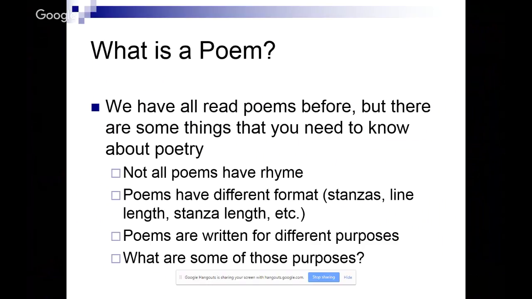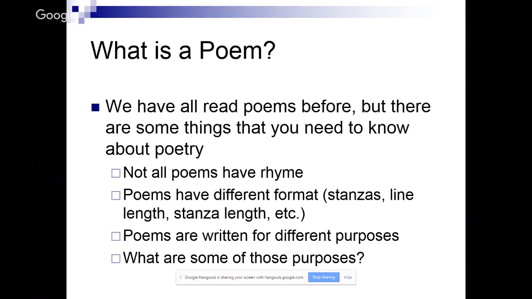Now, poems also have different formats. They have different stanza lengths, line lengths, different stanzas in and of themselves. Somebody define for me this term, stanza. What is a stanza in a poem? Yeah, like a paragraph, like a break, like a section of a poem. Now, some poems will just be one giant stanza. Others, like the sample that I have on the worksheet that I gave you guys, has 3 stanzas.